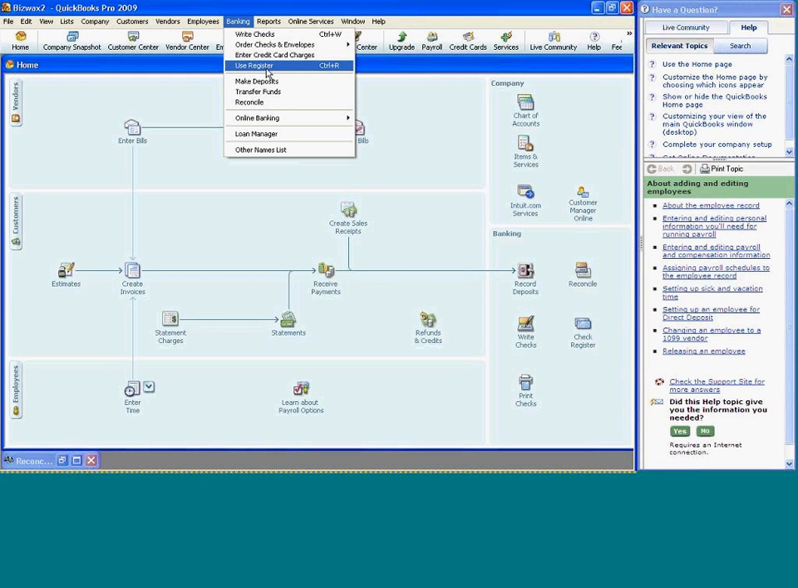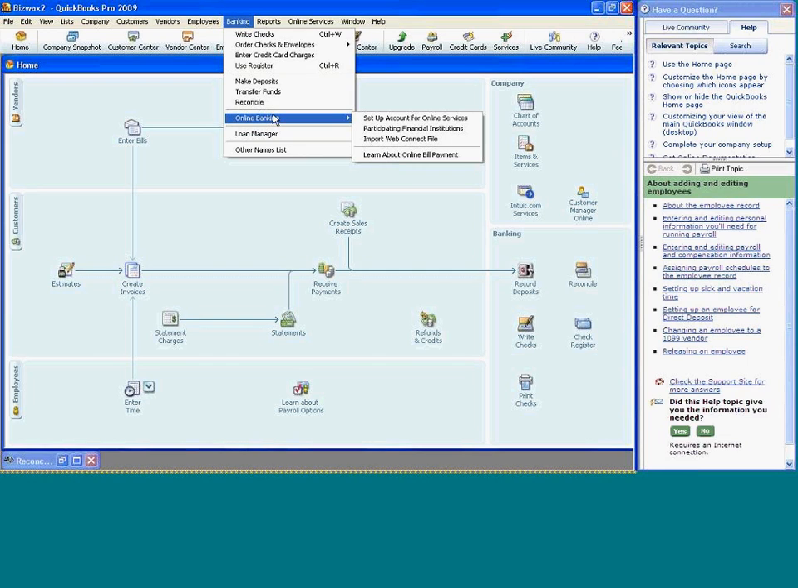Okay. Use the register, make deposits, transfer funds. So again, as I said before, you don't have to do checks all the time. QuickBooks can be set up to transfer the funds to your customer, to your vendors. So you can transfer it online, like I said before.